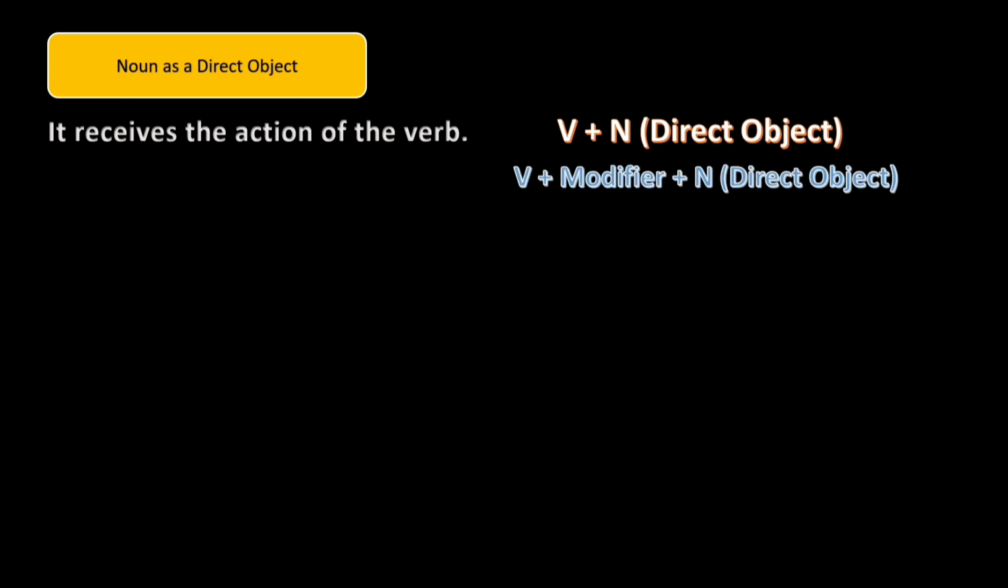The noun structure is verb plus any modifier plus noun. So here, modifier plus noun, both of that will be the direct object. Okay, let me just instruct you with some examples.